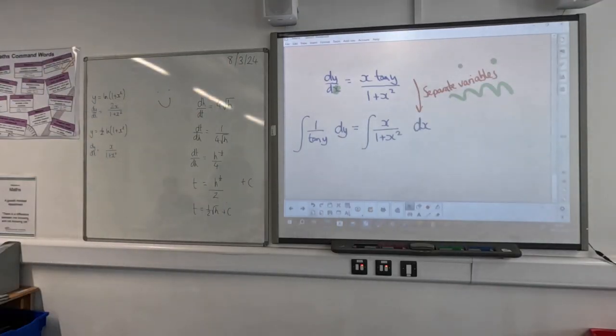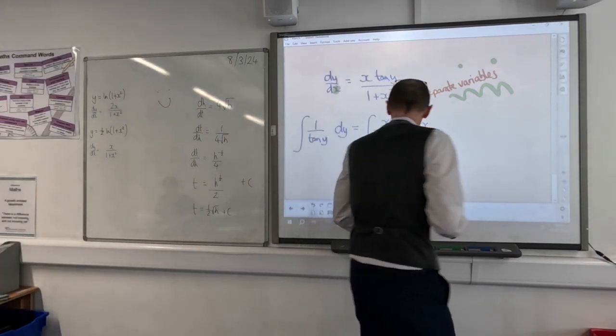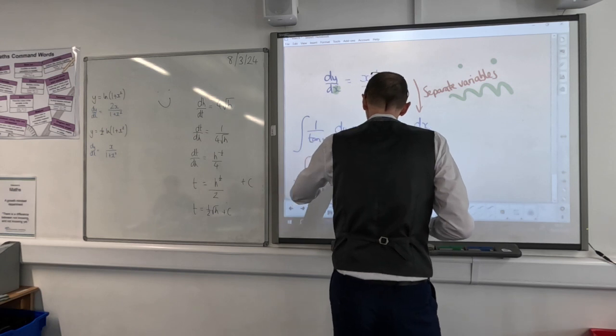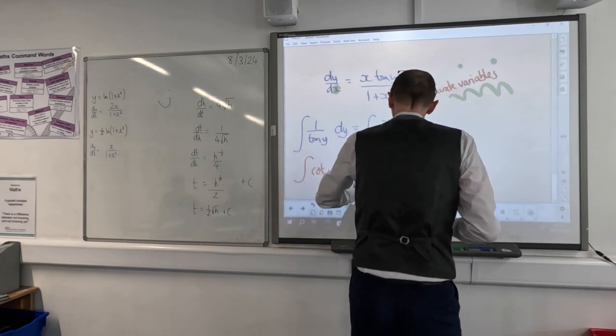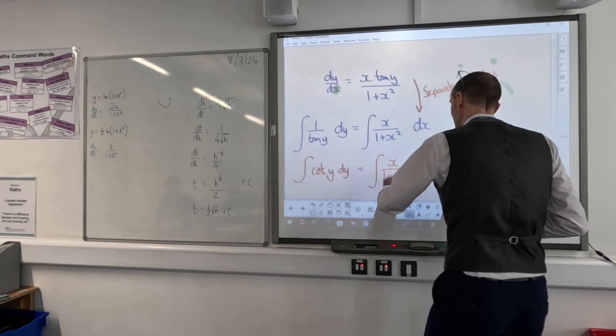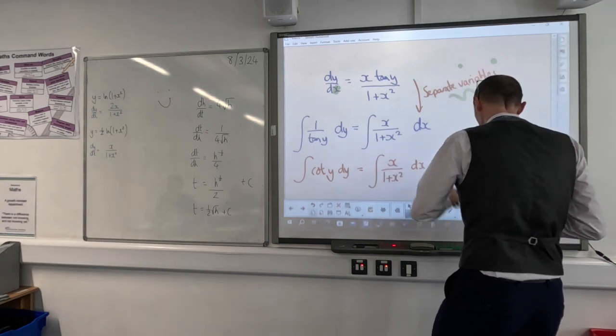So I'm going to go through my normal process. 1 over tan, well, that's cot y. So I'm hoping that somewhere I'll find a way of integrating cot y.